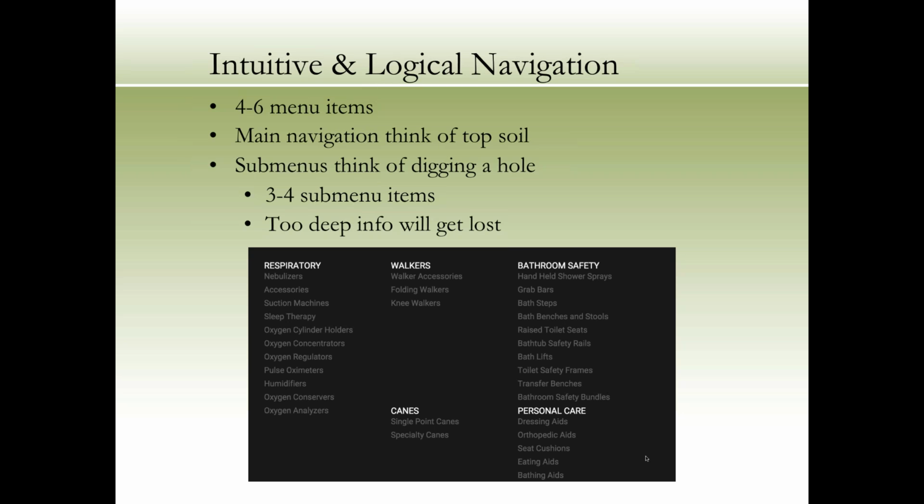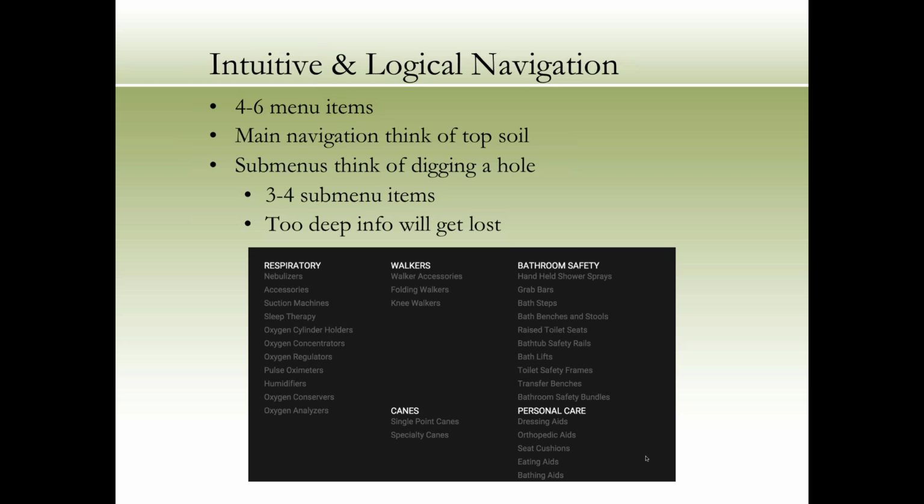Another big hiccup that we see, that we touched upon a little earlier, is intuitive and logical navigation. It's proven that people can only remember 4 to 6 items in a list. So for menu navigation, in your main menu navigation, we don't want to see any more than 4 to 6 main menu categories. And as far as sub-menus, we don't want to see any more than 3 to 4.